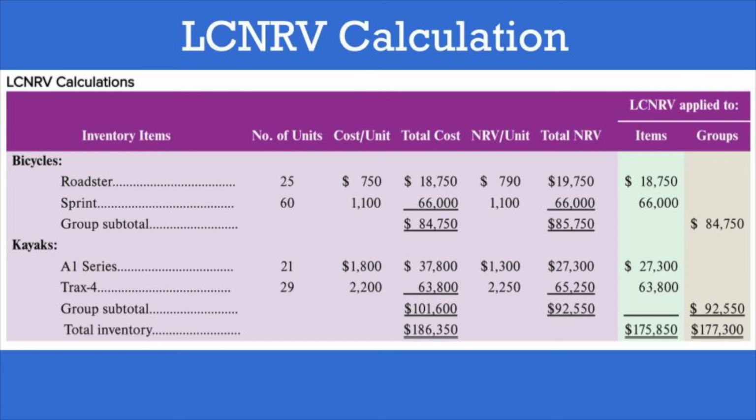In the case of the kayaks, the cost was $101,600 for the group, and we figured that net realizable value is only $92,550. So we need to record it at $92,550. Essentially, what we're doing is being conservative on how much we feel the product is actually worth, be it on an item basis or group basis.